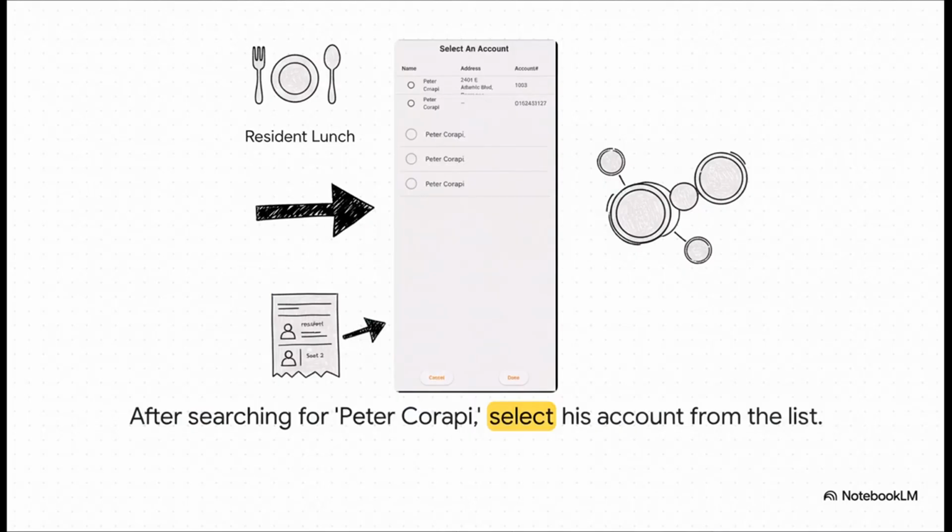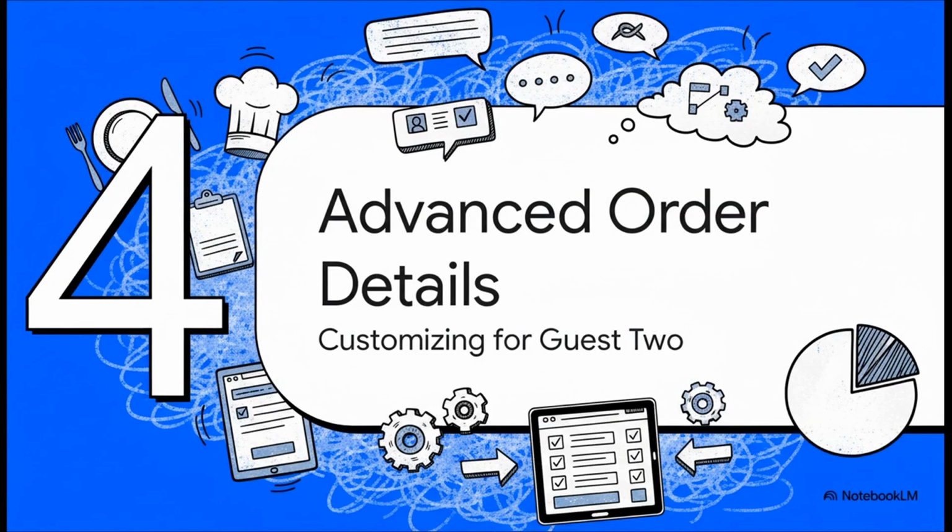So after you've selected seat 2, the rest of the process is pretty much the same. You'll again choose the order type, resident lunch, and then search for the next resident's name, Peter Karapi. Once the system brings up his account, you just select it, and bam! He's officially added to seat 2 on the check. It's that seamless. Now we're going to take Peter's order, and his has a special request.